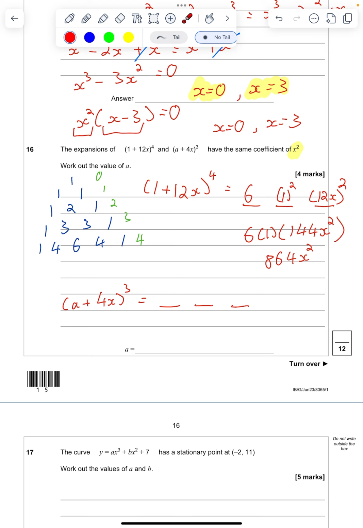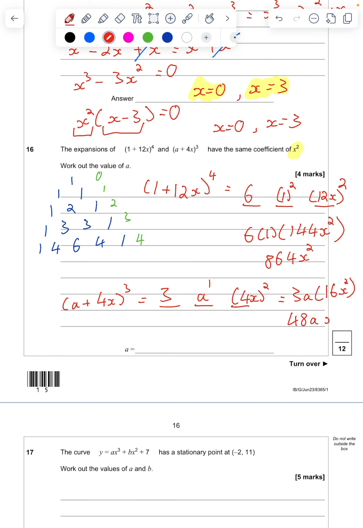So it's going to be coefficient of 3. So it's going to be 3. The second part is going to be 4x to the power of 2, which means that the a must be to the power of 1, because 1 add 2 gives you 3. Well, that's going to simplify to give you 3 times a times 4x squared, which is going to be times 16x squared, which will give you 48ax squared.